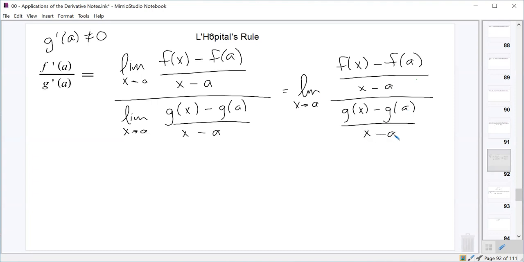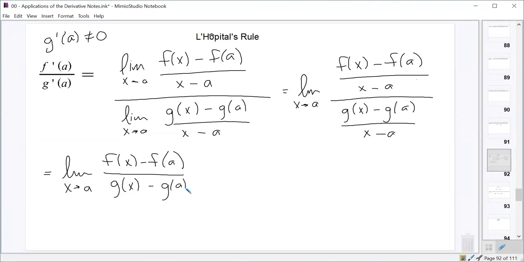all over x minus A. And then another thing we know here is that anytime we have a fraction within a fraction and both the denominators are the same in that complex fraction, we can just eliminate those denominators. So, it's a fraction divided by a fraction, we can multiply by the reciprocal, and then we have an x minus A over an x minus A. Those would cancel out. So we can rewrite this as a limit as x approaches A of just f of x minus f of A over just g of x minus g of A.